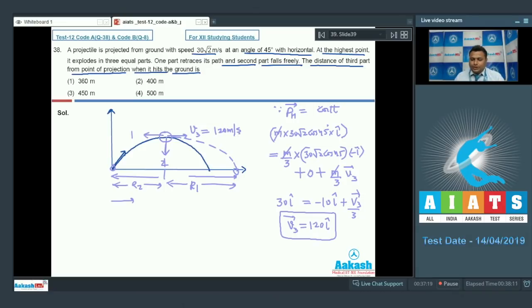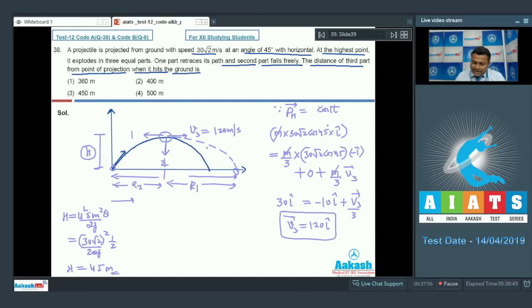Time taken for v3 to come down can now be calculated. The maximum height above the surface for this v3 will be H equals u square sine square theta divided by 2g. Here u is 30 under root 2, whole square, sine 45 square, that is 1 by 2, upon 2 into g, and after solving we get this H as 45 meter.